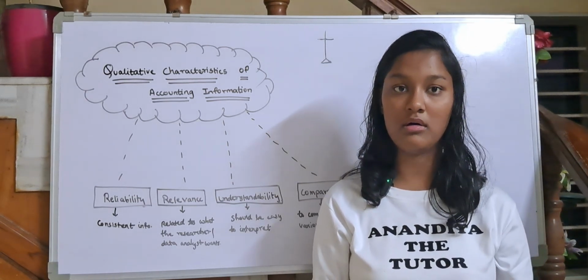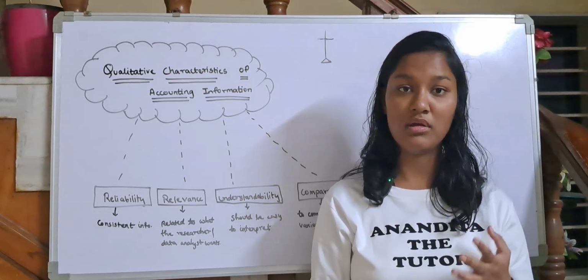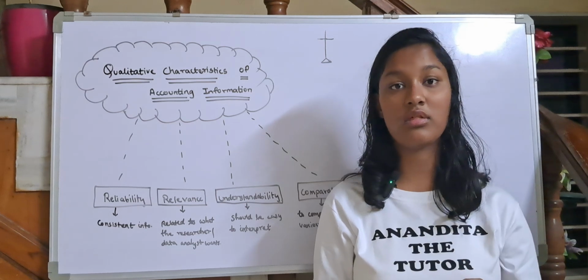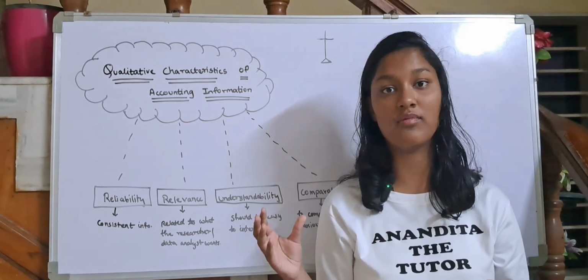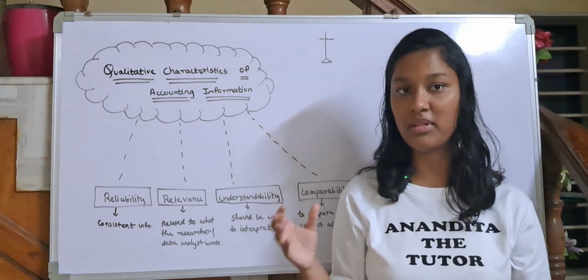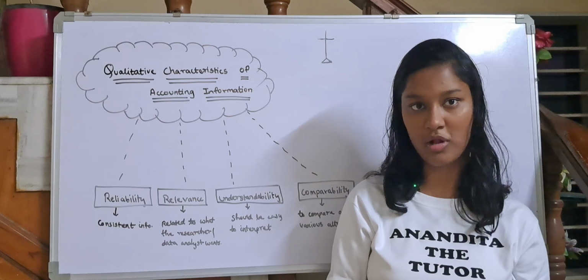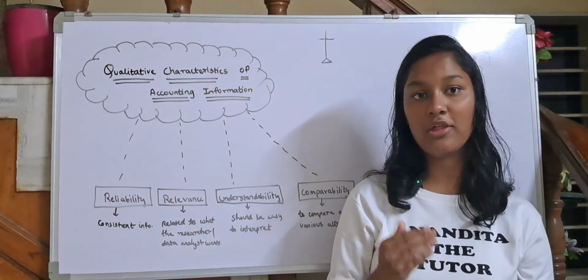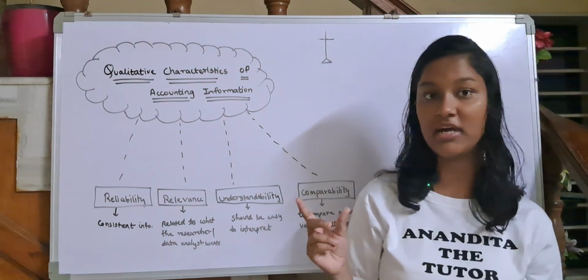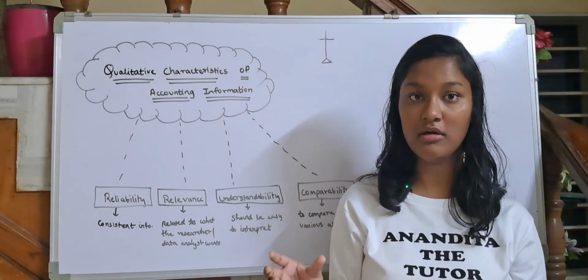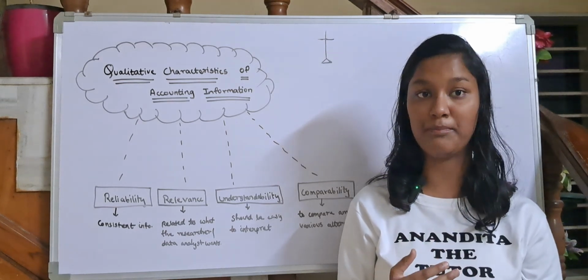For example, I want to find out if my data is matching with the top company, a company that is very famous, for example Tata, while my company is a small-scale company. I should be able to compare my financial data and Tata company's financial data. I should be able to find some correlation between them. So that is called comparability.